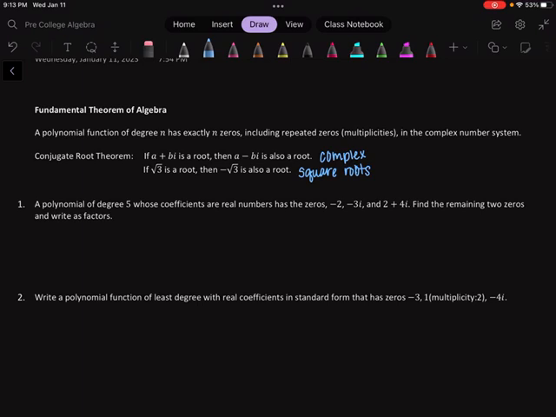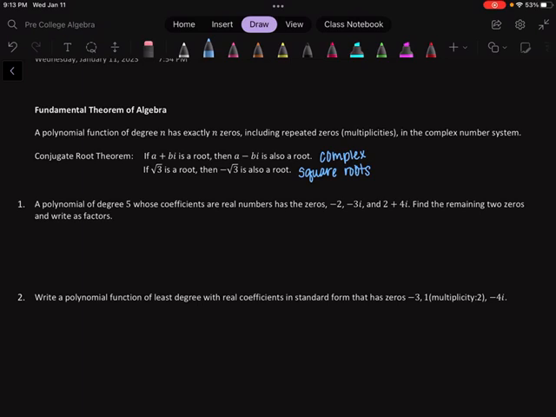So let's get right into it. There's only 5 questions today, but again, it's probably because they're a little bit more tedious. A polynomial of degree 5, whose coefficients are real numbers, has the zeros -2, -3i, and 2 plus 4i. Find the remaining 2 zeros and write as factors.